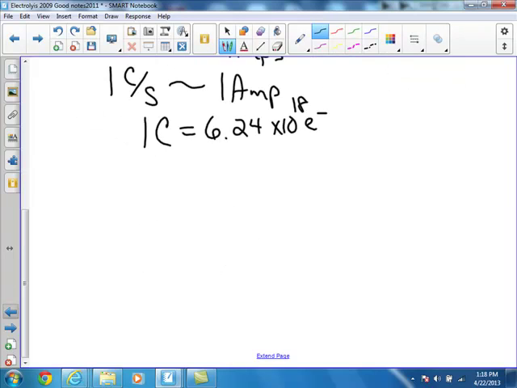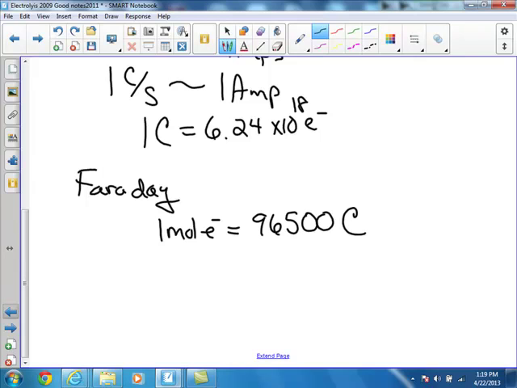Do you remember a Faraday? Faraday's constant. 96,500. Is that right? Yes. So a Faraday was 96,500 coulombs.